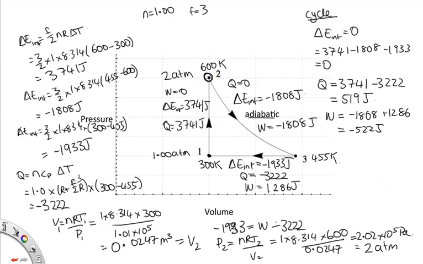Everything else was kept constant. And then we're asked to calculate the pressure and the volume for point 3. Well, it's got the same pressure, so the pressure is equal to 1 atmosphere. And then we can just use the ideal gas law to get the volume. Volume is equal to nRT over the pressure, which is equal to 1 times 8.314 times 455 over 1.01 times 10 to the 5. Solving that on the calculator, we end up with 0.0375 meters cubed. So that's the volume at point 3.